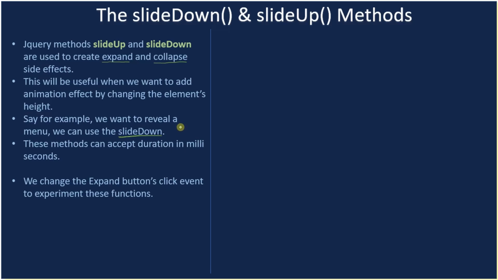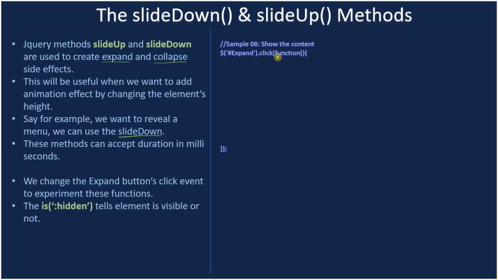Now we will change the expand button's click event to experiment with these functions. We already added a button between the paragraphs, and that button here we are accessing using the hash expand, and here is the click event handler. The is hidden tells whether the element is visible or not. So this pseudo selector you can pass to the is function. The is function is a boolean function that tells if the element is hidden. So if it is already hidden, it will return true.